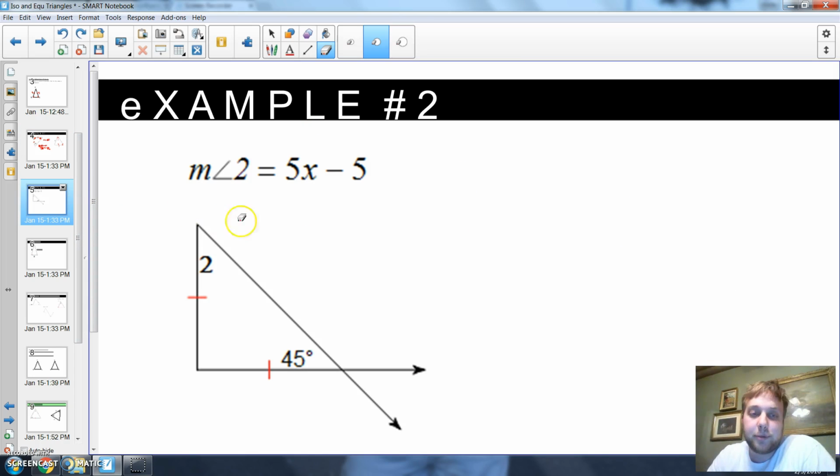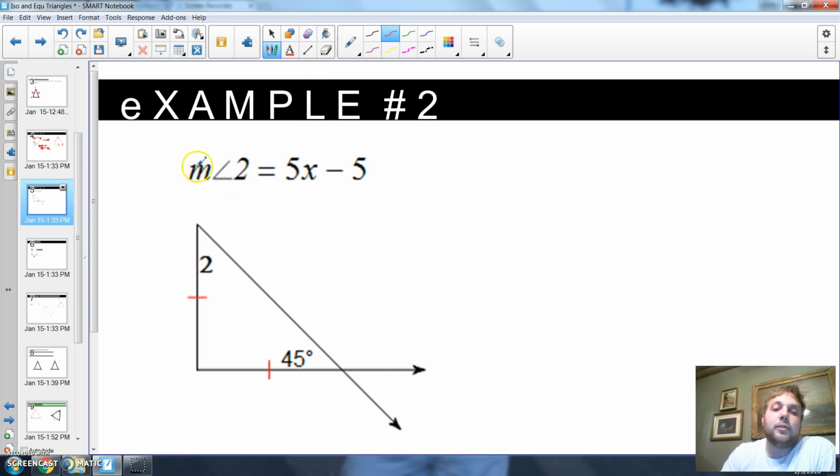Moving on. Example 2. Here's where it gets real fun. I don't like this problem. I hate this kind of problem, but I gotta do it anyways. Here's a formula. It says angle 2 equals 5x minus 5. I need to find x, because aren't we always trying to find our x? Thing is, I don't know what angle 2 is. Here's angle 2. Oh, wait a second.